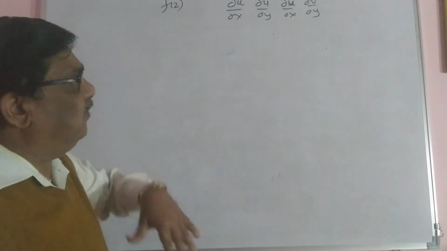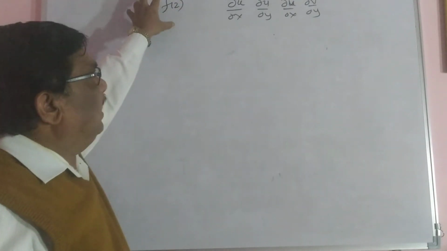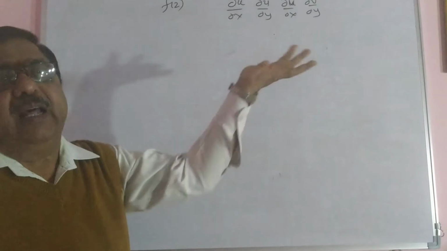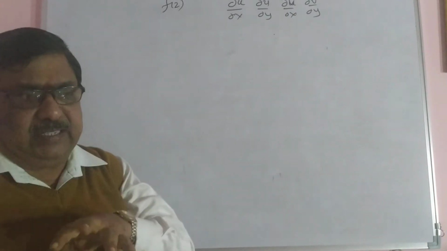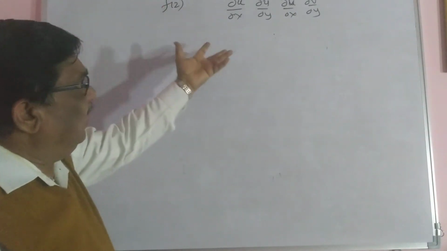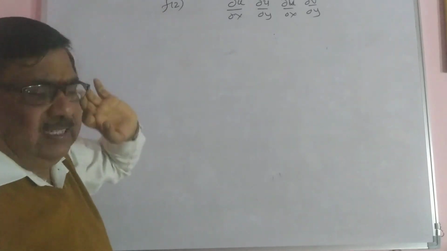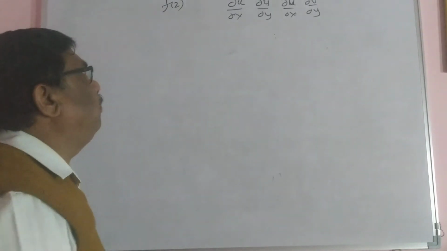Necessary condition is the reverse of this. If this function is analytic, the CR equation is satisfied. Sufficient condition means the reverse, the converse. So if the CR equation exists, then the function is analytic. Okay, so the proof of this theorem.